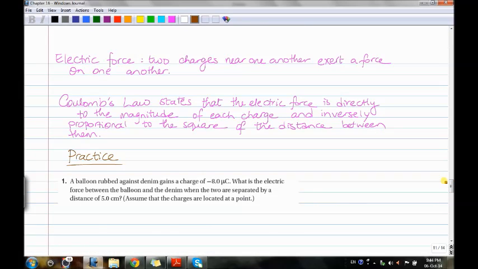Now, what is electric force? Electric force is when two charges near one another exert force on one another. Coulomb's law states that the electric force is directly proportional to the magnitude of each charge and inversely proportional to the square of the distance between them. So this is the law that we just explained: Kc Q1 Q2 over R squared, and the unit is Newton. Okay, now let's start with a practice.